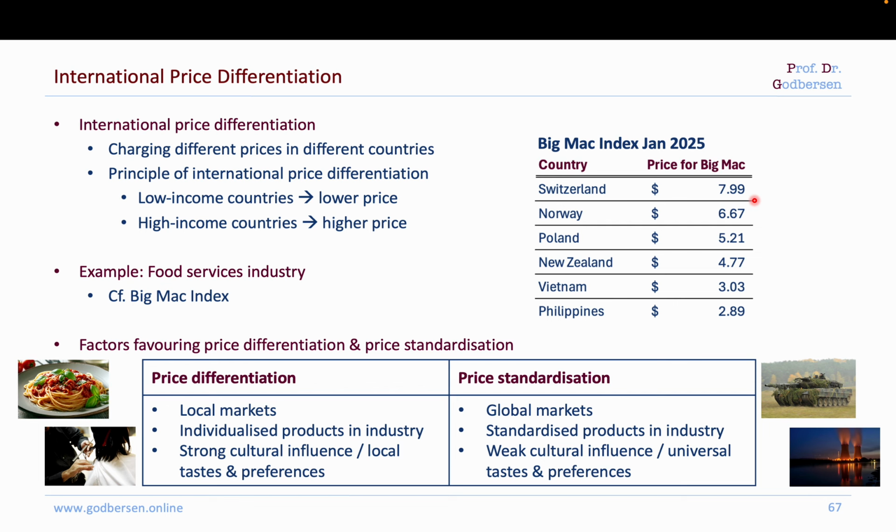If you want to know what's with the medium income countries, they're high income countries too, but in comparison, medium income countries, Poland and New Zealand, there you have a price of $5.21. In Poland and New Zealand, $4.77. In comparison, low income countries like Vietnam and Philippines, you have a lower price for the Big Mac, with a bit more than $3 and $3.89 in the Philippines.